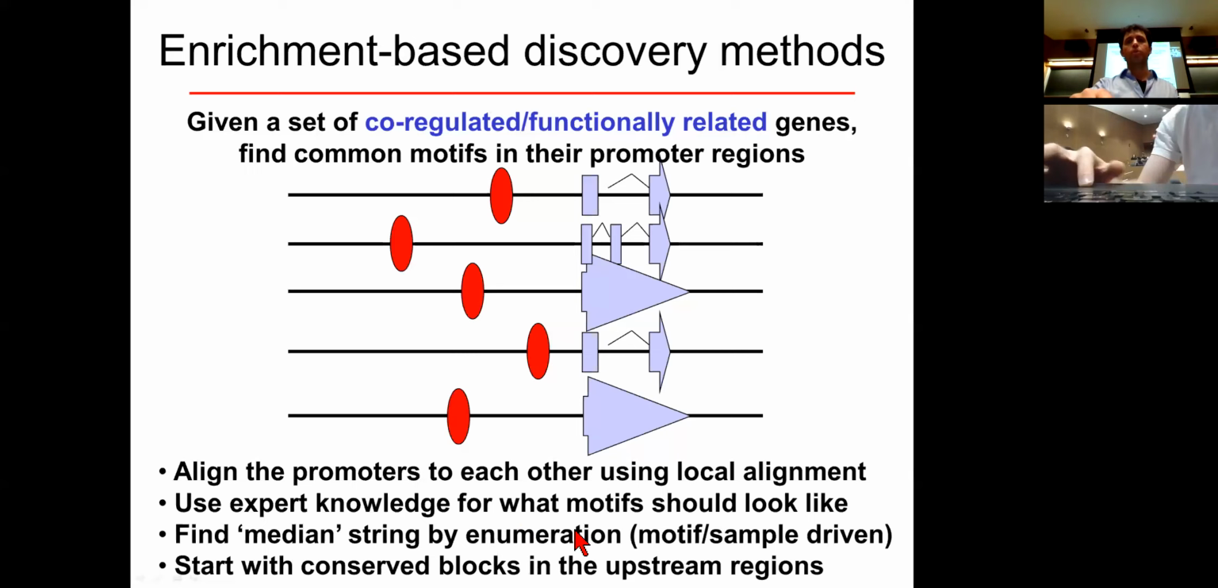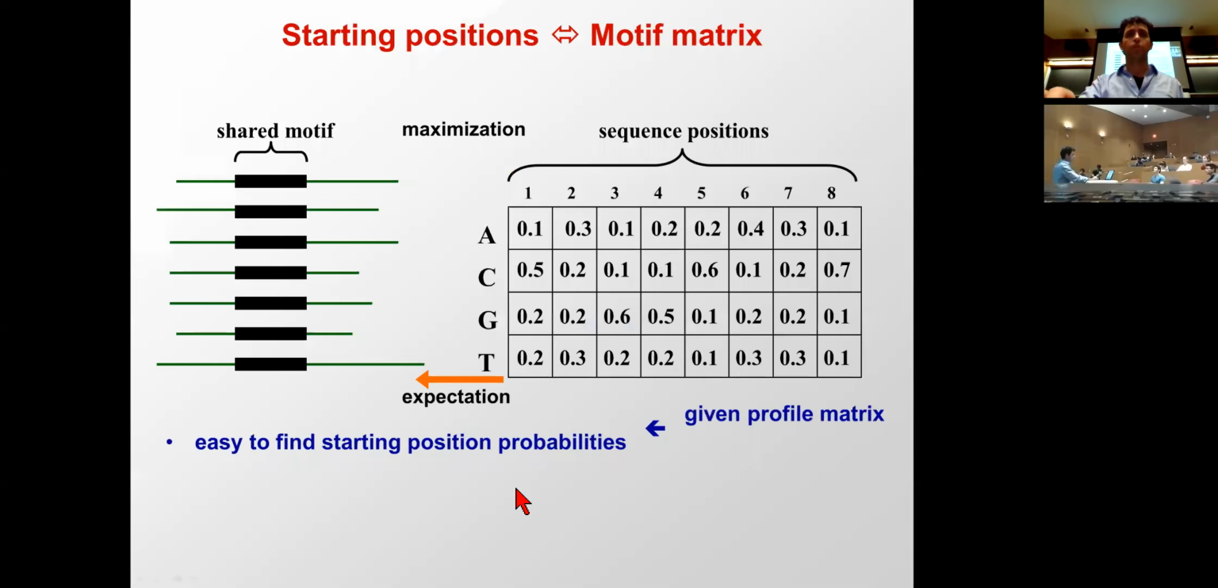Expert knowledge for what the motifs might look like. I can find some kind of median string that basically tells me, by enumeration, either sampling the motif or sampling every k-mer that I find in my sequences. And I could also start with evolutionarily conserved blocks in the upstream region. So, these are just some of the ideas of what I could do to find these common motifs.